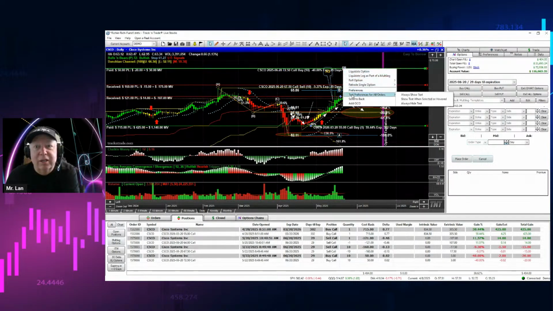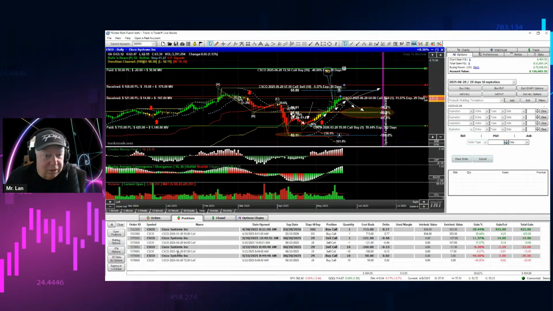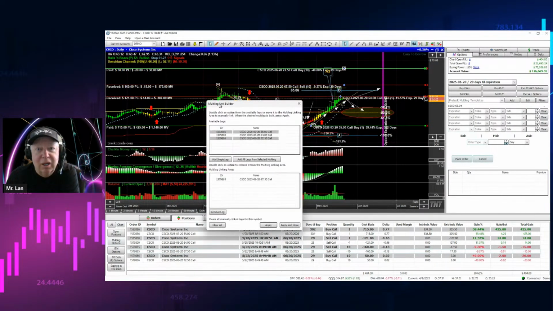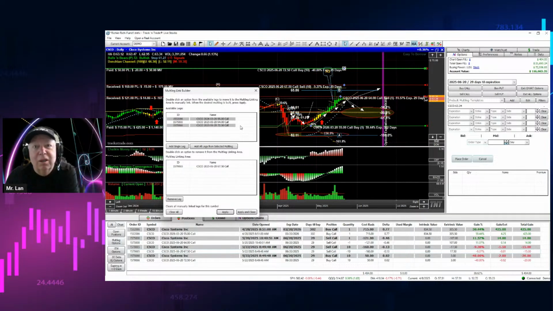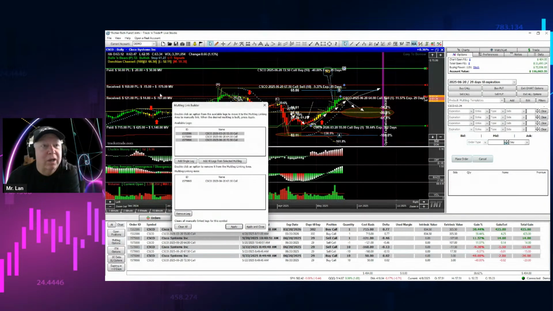If you want them hooked together, let's hook them together. I'll show you how to do that. We're going to come in here, right click on this, and tell it that we want to manually link the multi-legs. Why didn't it link them before? They should have linked them. We put them both on at the same time.